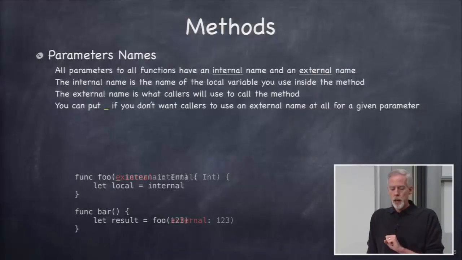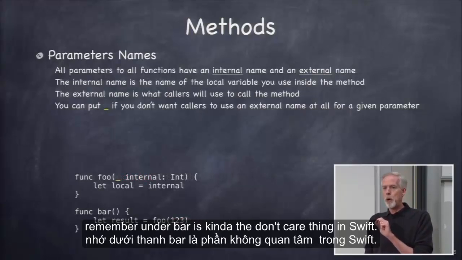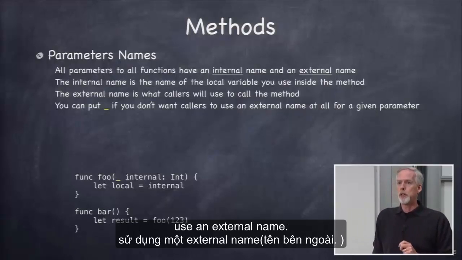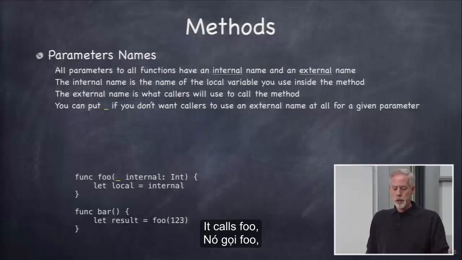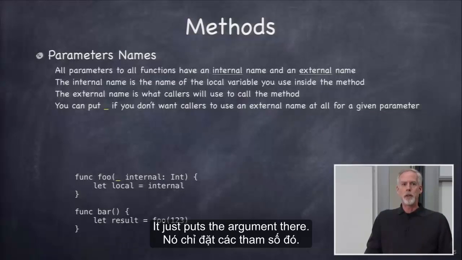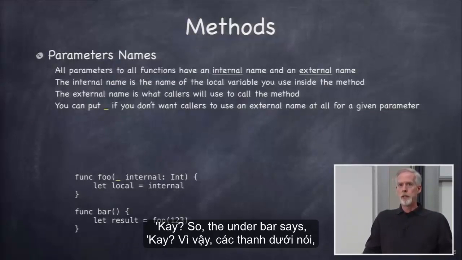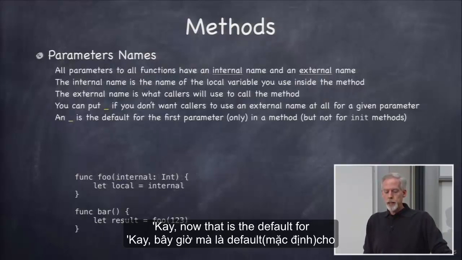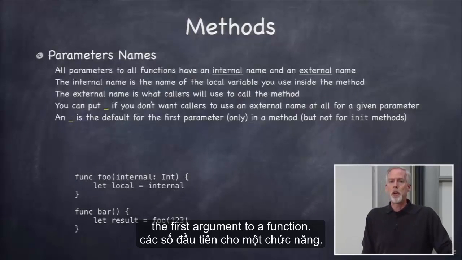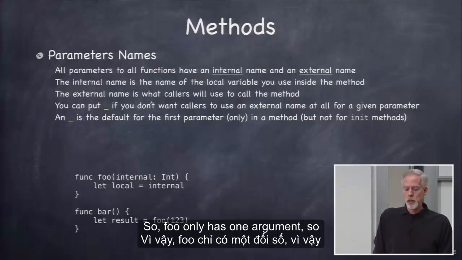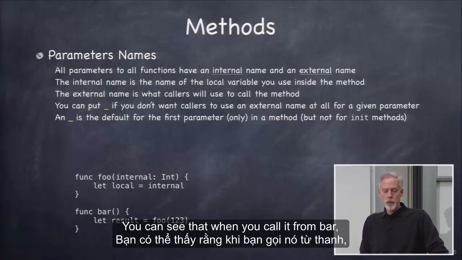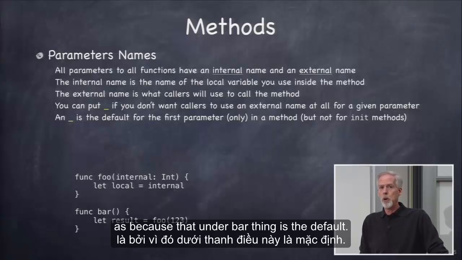They can be different. You can put an underbar. Remember, underbar is kind of the don't care thing in Swift. You can put an underbar if you don't want callers to use an external name. So now look at bar. It calls foo. It doesn't even put internal colon or external colon. It just puts the argument there. Okay? So the underbar says, I don't want to have an external name for this. Now, that is the default for the first argument to a function. So foo only has one argument, so its first argument, its only argument. You can see that when you call it from bar, you don't say internal colon. That's because that underbar thing is the default.